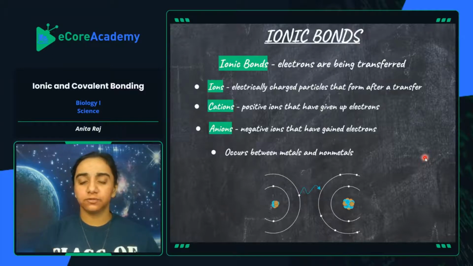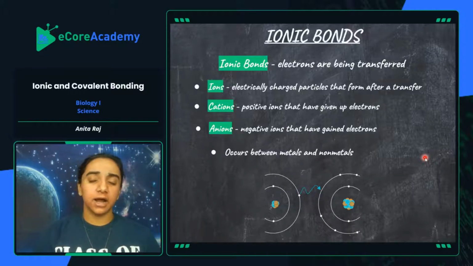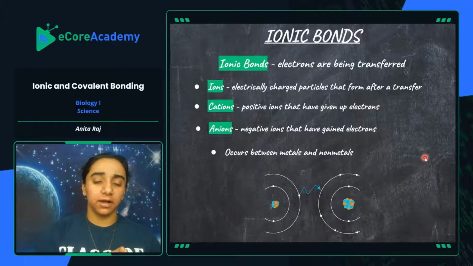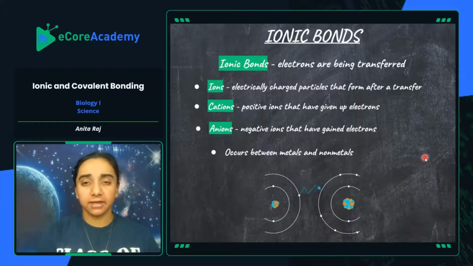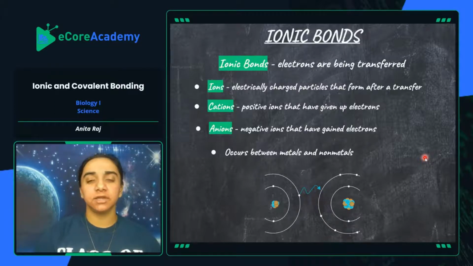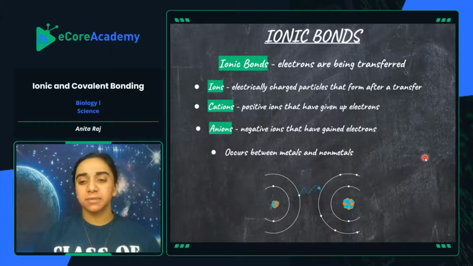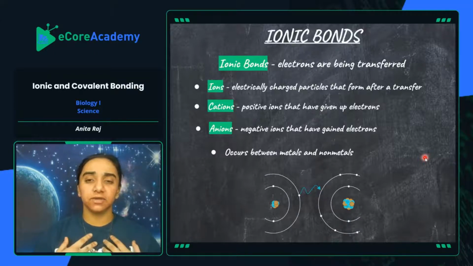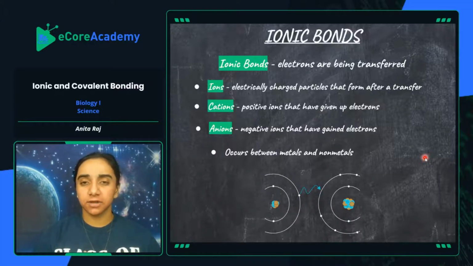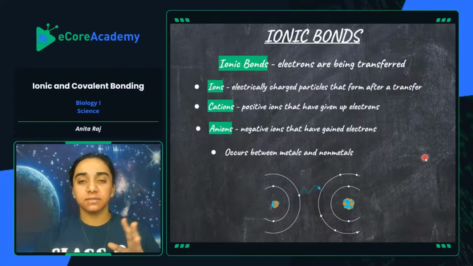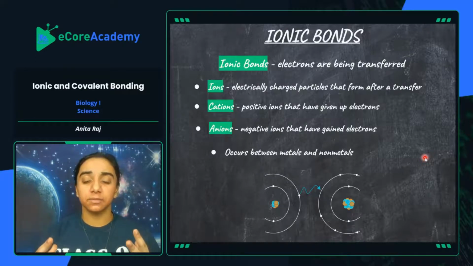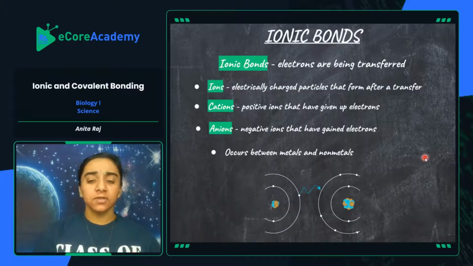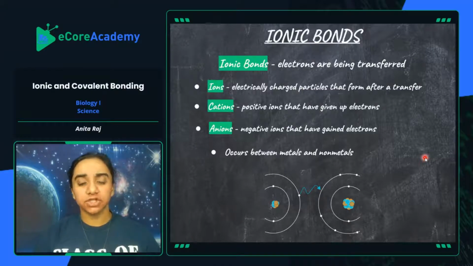So remember, before ionic bonds occur, ions are actually atoms, and atoms are electrically neutral, meaning they have an equal amount of protons and electrons. But because one atom is going to end up giving up an electron and another is accepting an electron, that balance is messed up. So the net charge is not zero anymore. What happens is the atom that gives up that electron has one more proton than it has an electron.